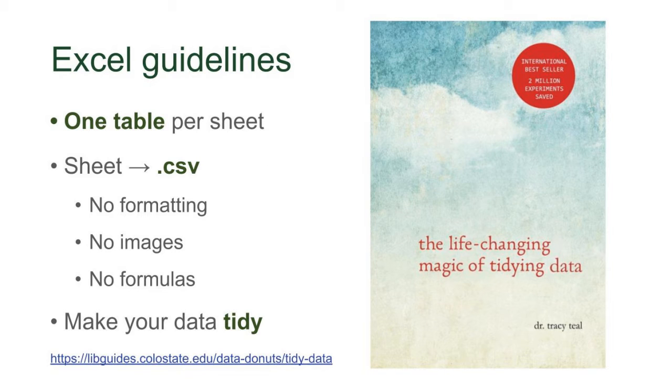Using Excel spreadsheets during the research process is easy and convenient, but it's even more convenient if you follow some simple guidelines that will make your data easier to preserve later. First, include only one table per sheet. Also, make these sheets CSV friendly by not including formatting, images, or formulas, or at least making them so that they're easily removable. Finally, it's important to make your data tidy, which means that every column is a variable and every row is an observation. You can find out more about making your data tidy by going to the workshop materials listed on this slide.